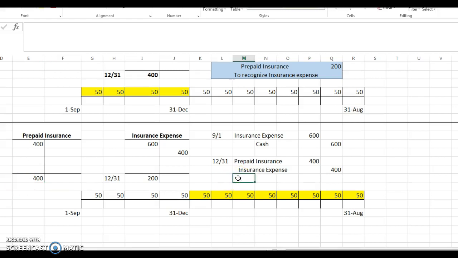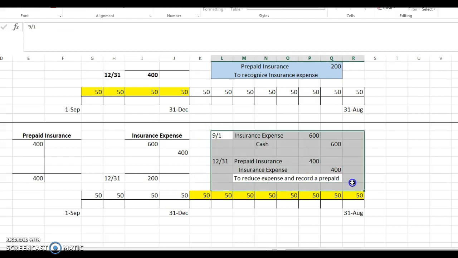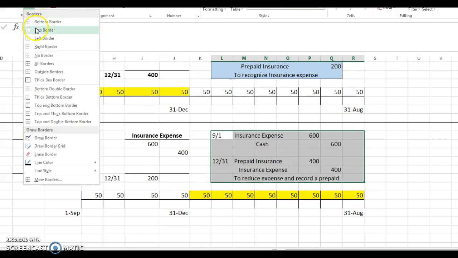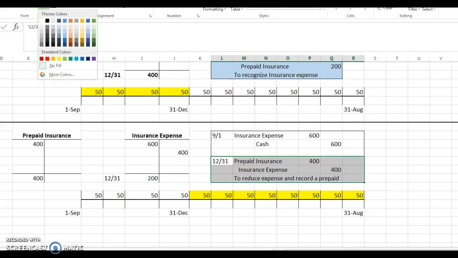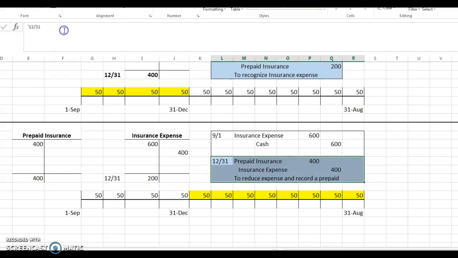Okay, so we're going to include a description here to reduce expense and record a prepaid. I'll highlight this again. Well, I'll outline it in the box, and then highlight this in blue. Okay, so that's the second way you could possibly record this event.